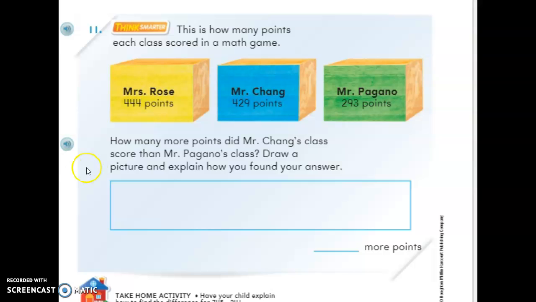So now we need to read the question. How many more points did Mr. Chang's class score than Mr. Pagano's class? Draw a picture and explain how you found your answer.